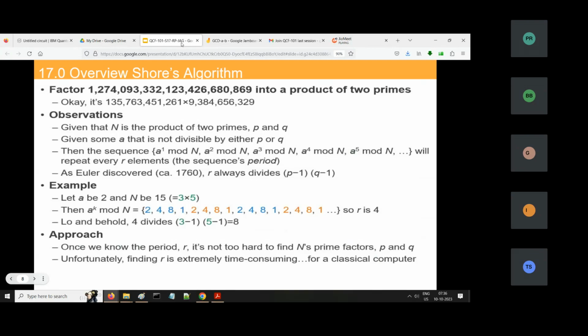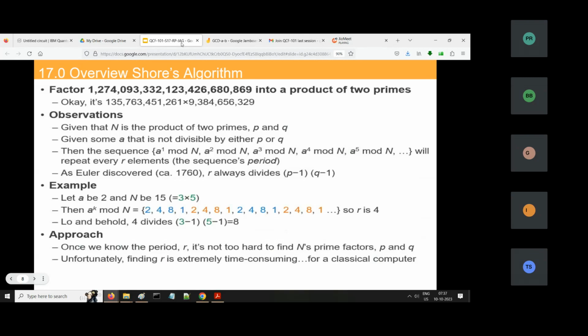So what is the observation when, given n, which is a product of two prime numbers p and q, let's say, we start with some baseline a, which is not divisible by either p or q, right? If it is divisible, then there is no point. Let's take an example. If you have the number 15, because it is simple to understand, 3 and 5 are the factors for that. We know that.